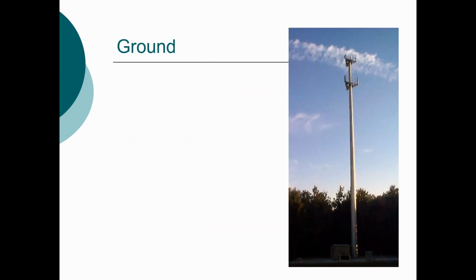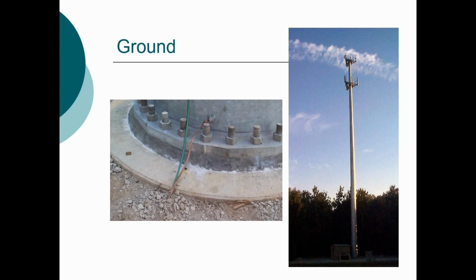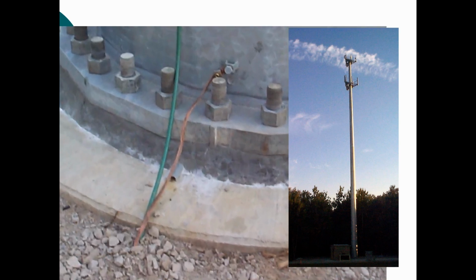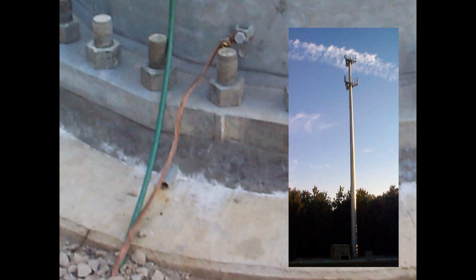Here is an example of a very attractive object, a cell phone tower. A tall pointed structure, it is very attractive to lightning. The picture on the left is its base. Note the ground wire attached to its base. This wire provides a path to ground and protects the tower if it is struck by a bolt of lightning.